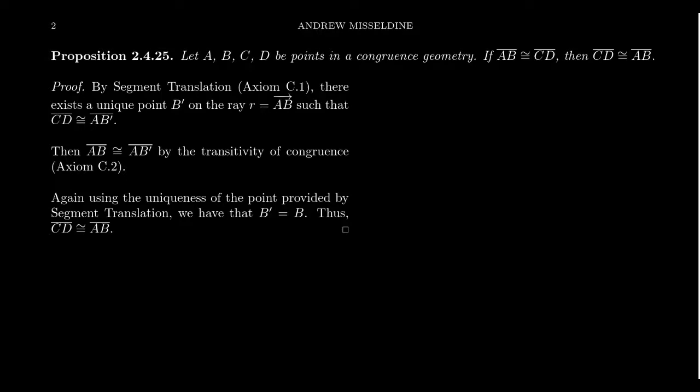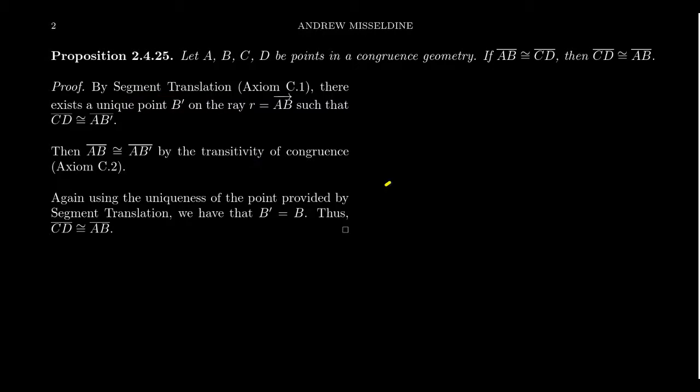So our proposition we're going to prove here is that, in fact, the congruence of segments is a symmetric relationship. So imagine we have four points, A, B, C, D, in a congruence geometry. If the segment AB is congruent to CD, then that means that the segment CD is congruent to AB. So we want to prove that it's symmetric. And this is going to follow by using segment translation and transitivity of congruence.